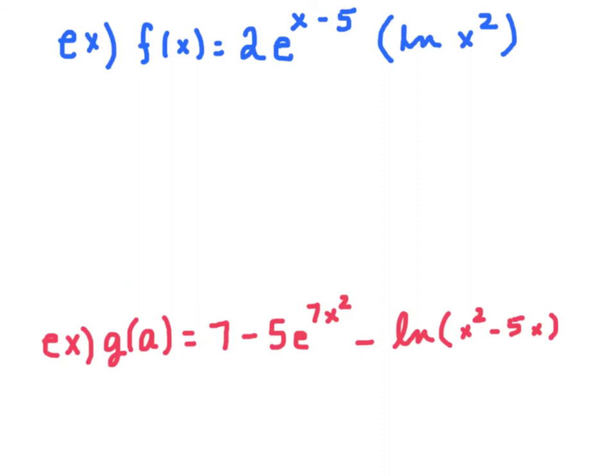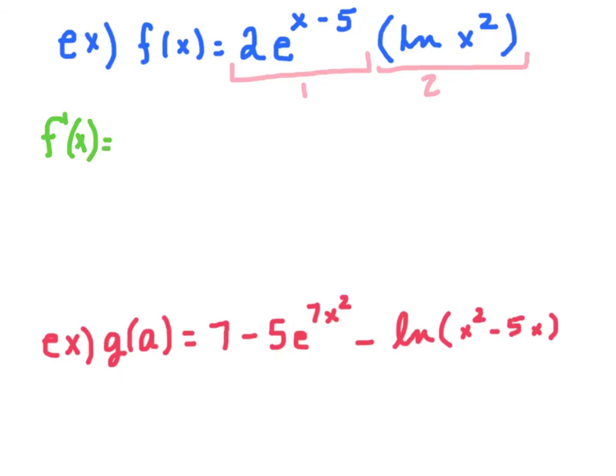All right, so with this next example, the first thing I want to point out is that it is 2e to the x minus 5 power multiplied by ln x squared. So if we've got a first and a second, right, we're using product rule. Really, really important. So with product rule, we know that we're going to move through this in a special way.